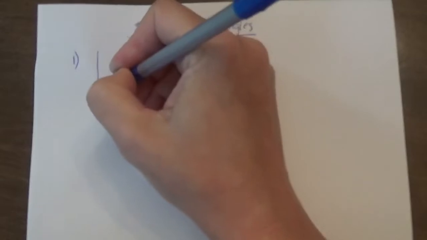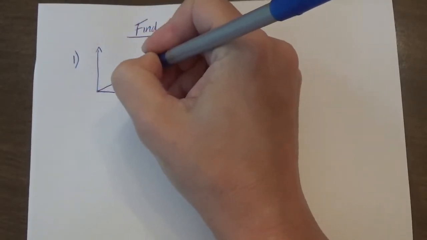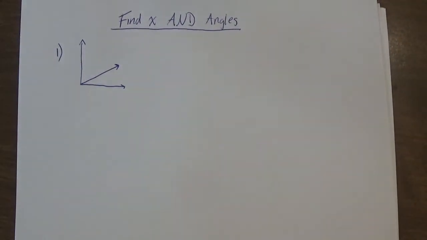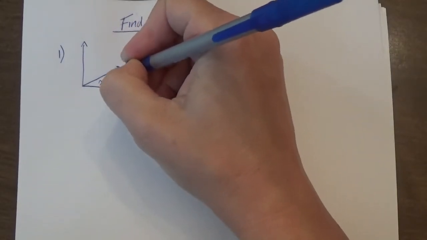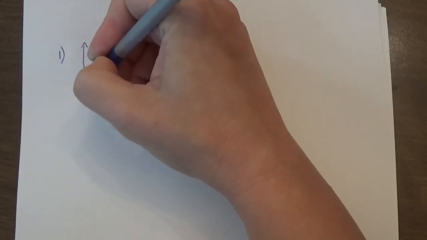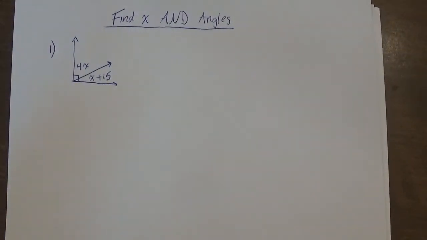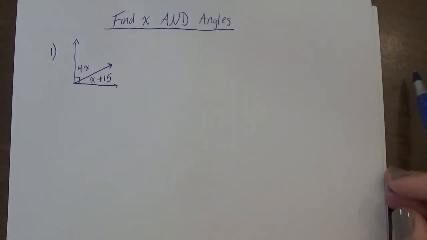So let's draw a right angle here with a ray coming out from the intersection. We're going to say the small angle is x plus 15 and the larger one is 4x. Okay, so nothing new yet. This is two adjacent angles in a 90, so they're complementary.